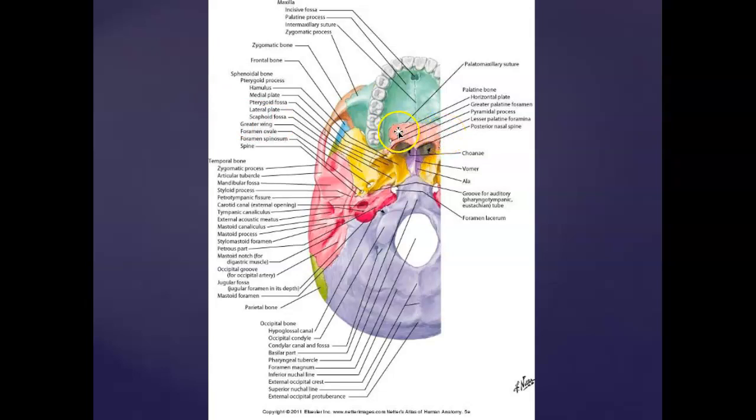So the horizontal plates are what meet the lacrimal, the palatine processes of the maxilla meet the horizontal plates of the palatine bone. Boy, that does get tricky to say.